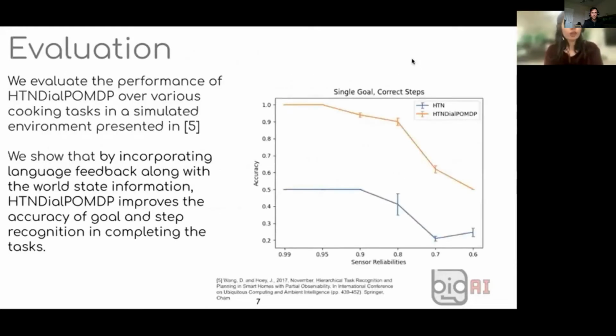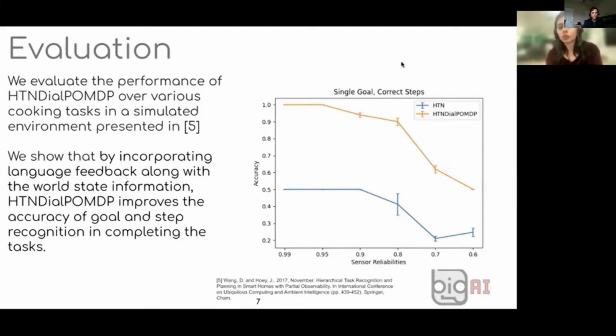We evaluate the performance of our HTN Dial POMDP planner over various cooking tasks such as making tea, making coffee, and washing hands in a simulated environment presented by Wang et al. in 2017. We show that by incorporating language feedback along with the world state information, our planner is able to improve accuracy of goal and step recognition in completing the task.